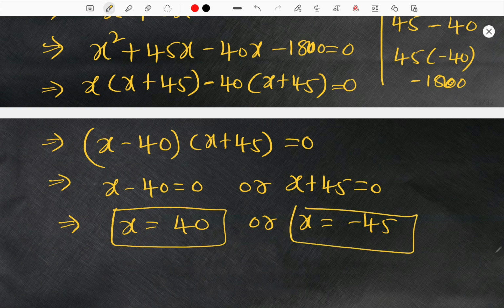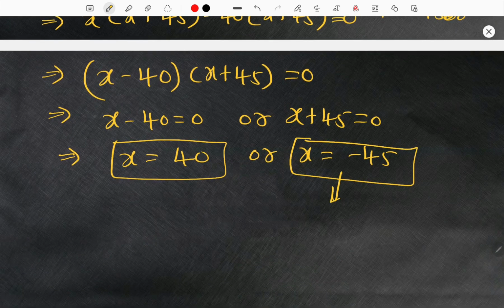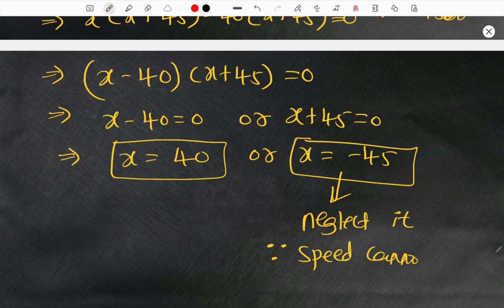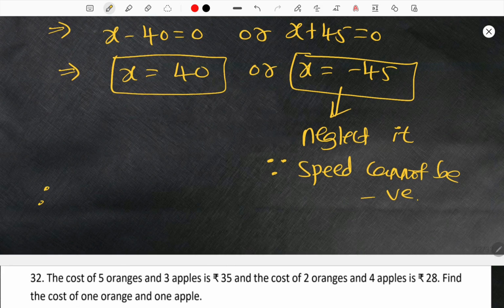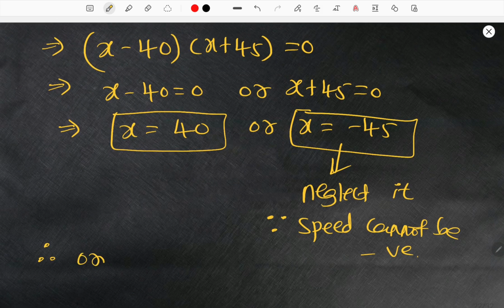ಈ -45 ಇದ್ದದನ್ನು ನಾನು ಏನು ಮಾಡಬೇಕು, ನೆಗ್ಲೆಕ್ಟ್ ಮಾಡಬೇಕು. ಇಲ್ಲೇ ಬರೀರಿ, ಏನು ಪ್ರಾಬ್ಲಮ್ ಇಲ್ಲ, ನೆಗ್ಲೆಕ್ಟೆಡ್ ಬಿಕಾಸ್ ಸ್ಪೀಡ್ ಕೆನಾಟ್ ಬಿ ನೆಗೆಟಿವ್. ಇಷ್ಟು ಬರೀರಿ. ಹೌದಾ, ಬಂದ ತಕ್ಷಣ ಮೆನ್ಷನ್ ಮಾಡಿ, ದೇರ್ ಫೋರ್ ಒರಿಜಿನಲ್ ಸ್ಪೀಡ್ ಈಸ್ ಈಕ್ವಲ್ ಟು x ಈಸ್ ಈಕ್ವಲ್ ಟು 40 km/h.